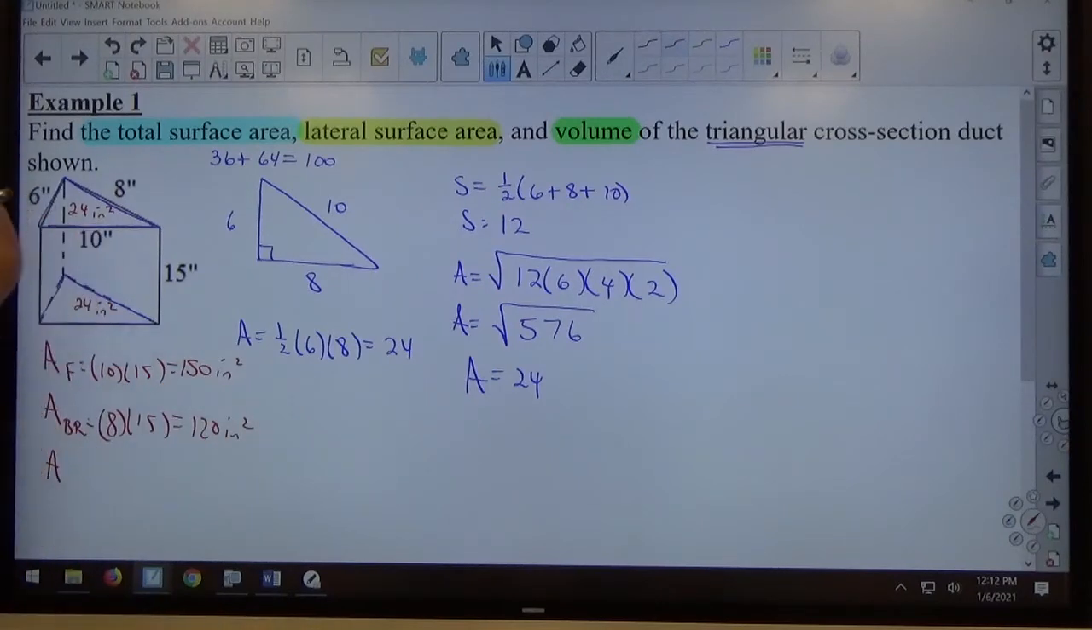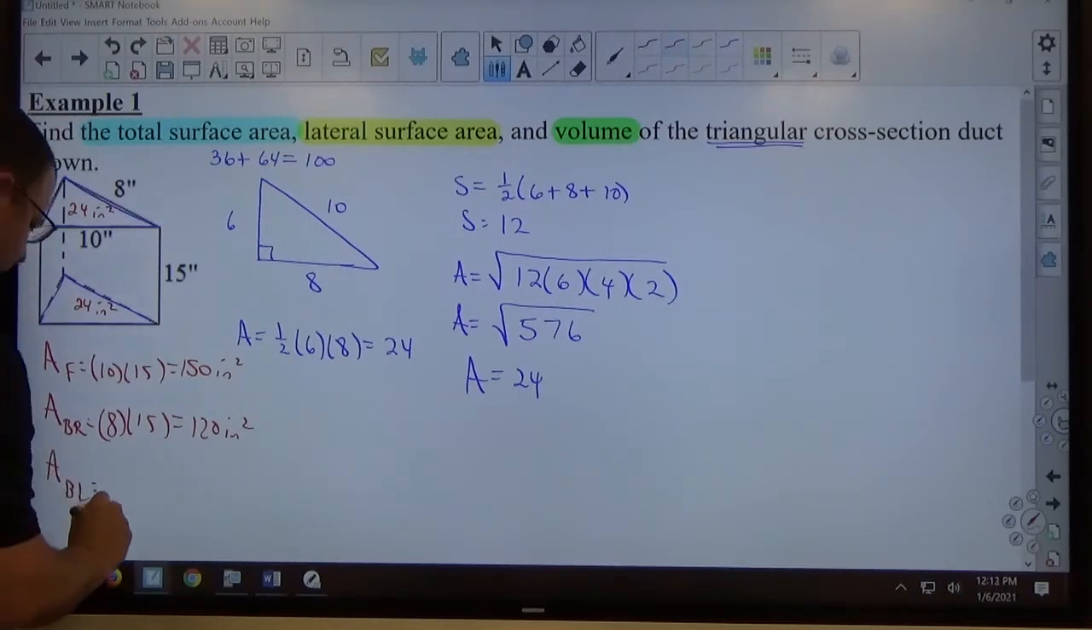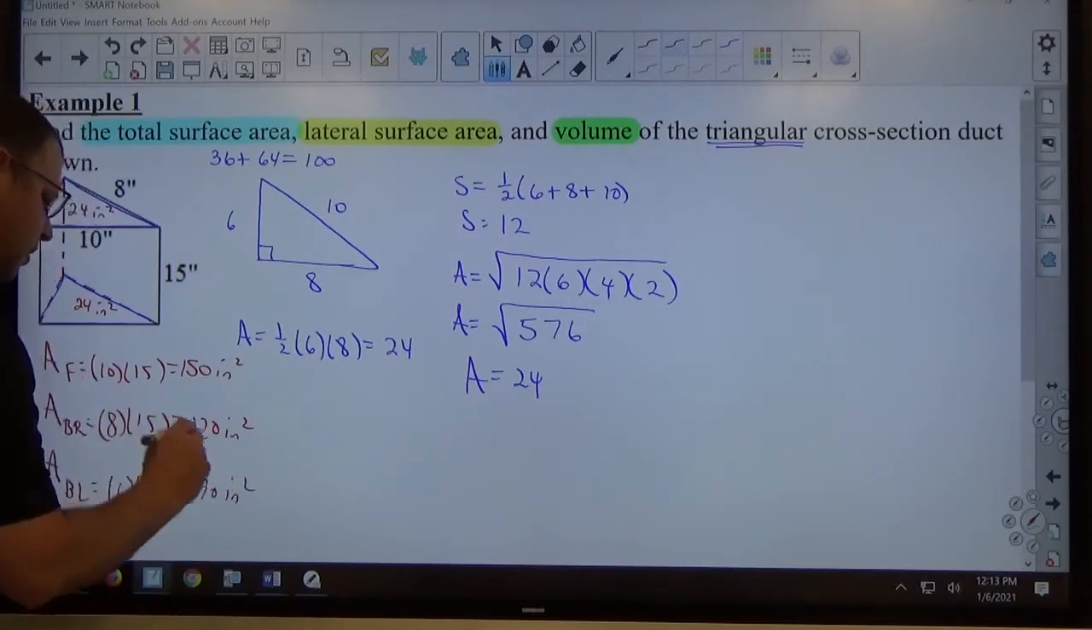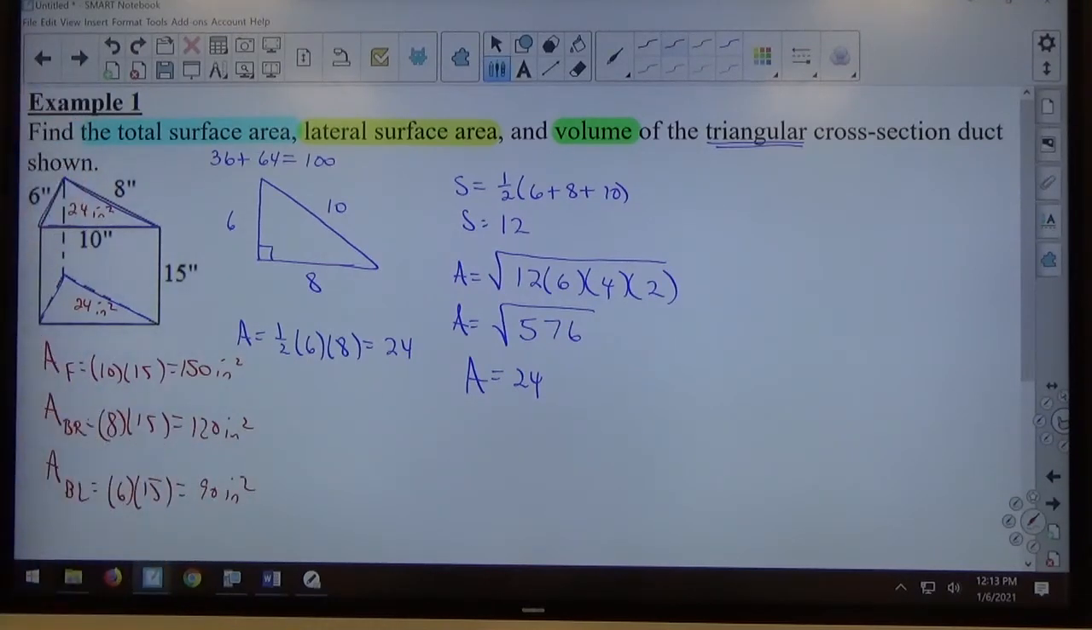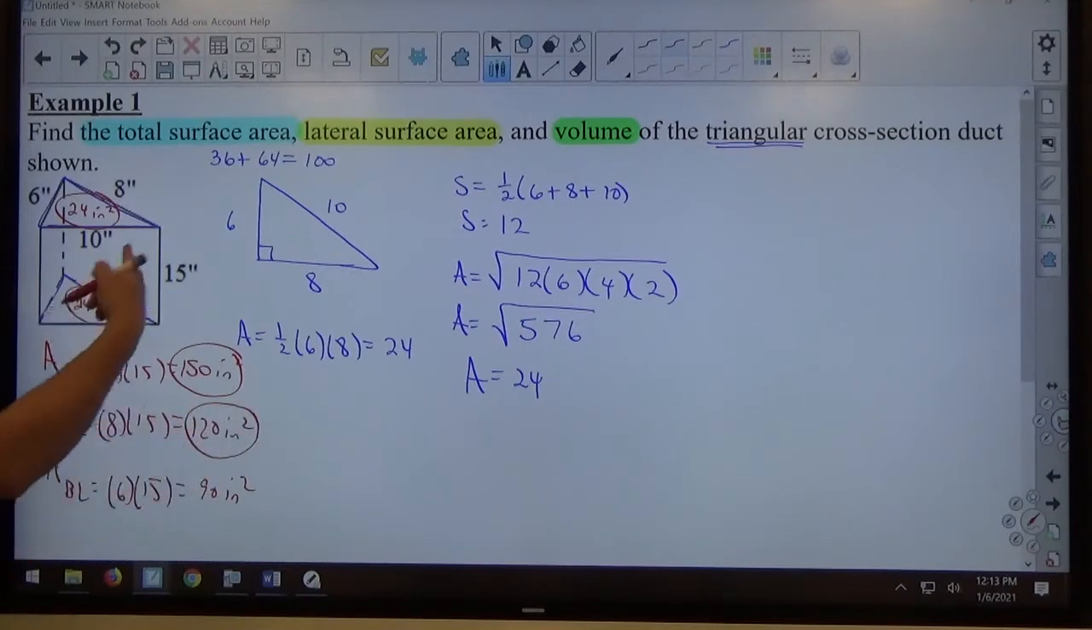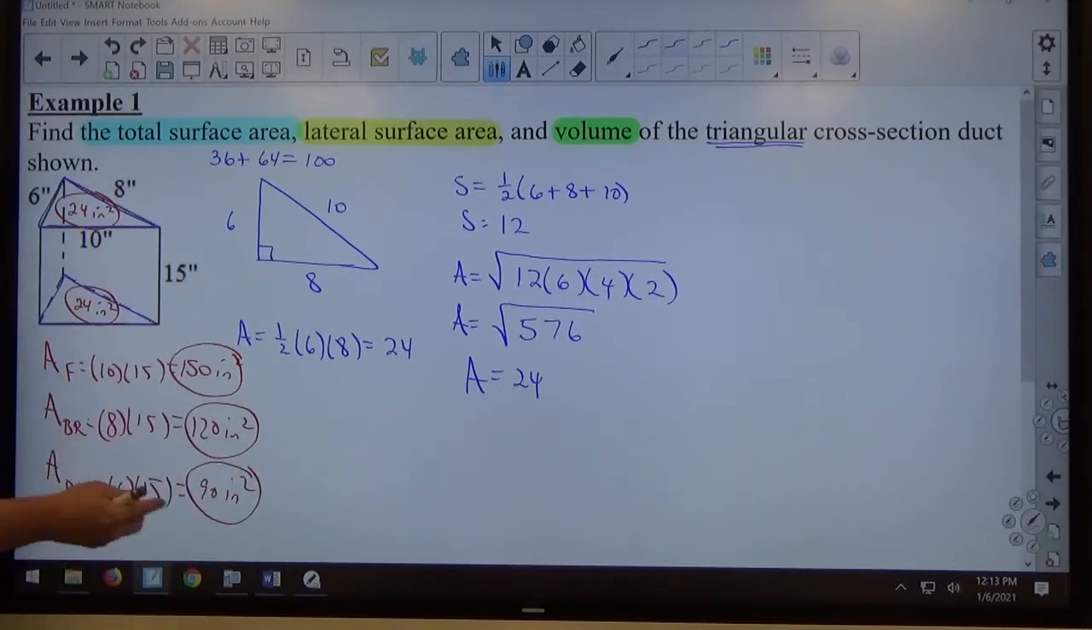And the back left is length times width, 6 times 15, which is 90 square inches. So in general, with prisms specifically, you can do total surface area this way. Find the area of all the surfaces, add them all up. So we have a 24 square inch top, a 24 square inch bottom, a 150 square inch front, a 120 square inch back right, a 90 square inch back left. Add all those numbers together, that's the total surface area.